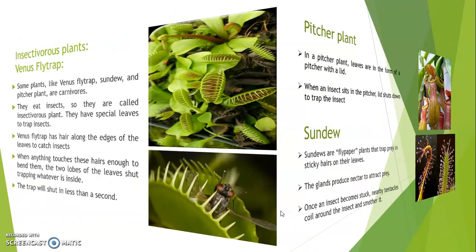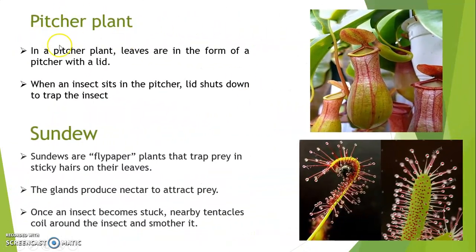Let's see the other insectivorous plant, that is the pitcher plant. The pitcher plant leaves are in the form of a pitcher with a lid. So you can see there is a lid, and when any insect gets inside this pitcher, this lid closes, and hence they trap the insects inside. In the pitcher plant, leaves are in the form of a pitcher with a lid. When an insect sits in the pitcher, the lid shuts down to trap the insect.